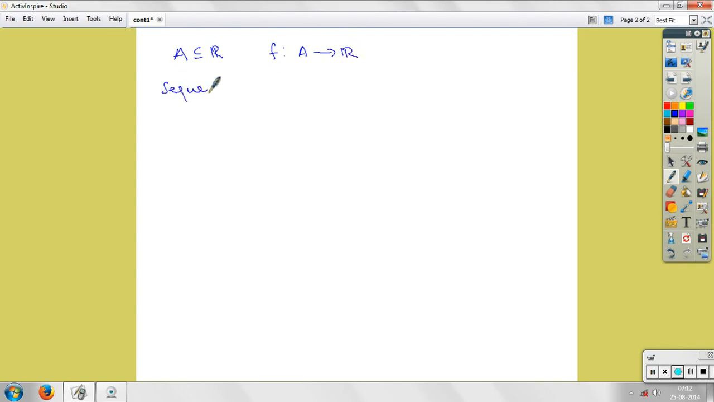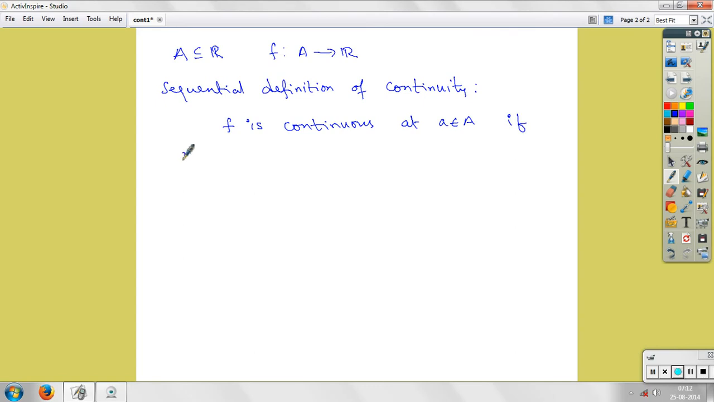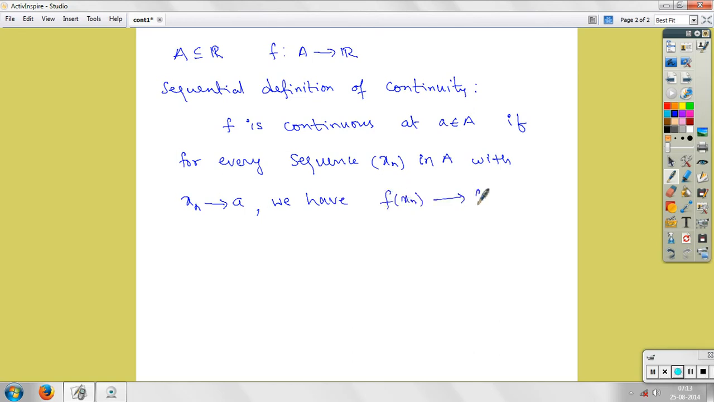Then the sequential definition of continuity is the following. A function f is continuous at a point a if for every sequence xn in A with xn converging to a, we have f of xn converging to f of a.